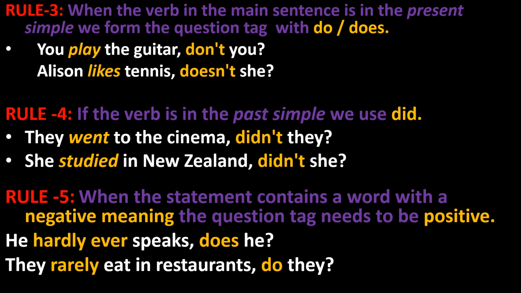She studied in New Zealand. Here the verb is studied. It's in the simple past. We use didn't she. She is the appropriate subject of the sentence.